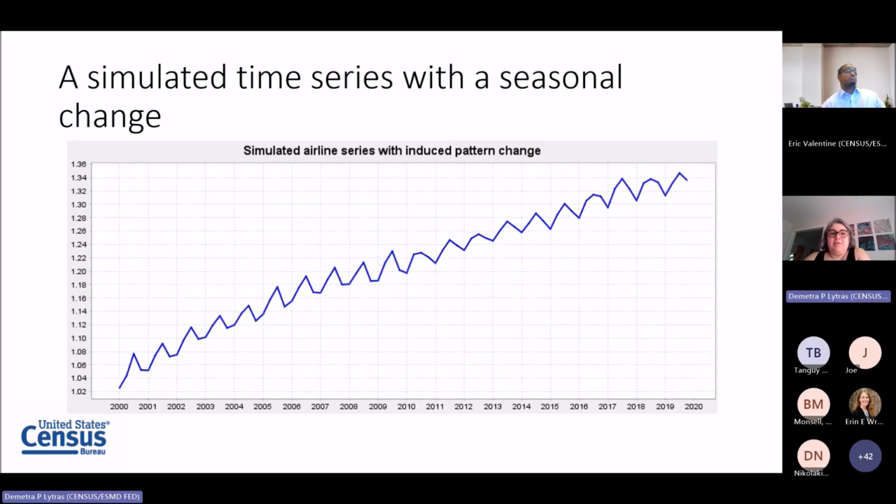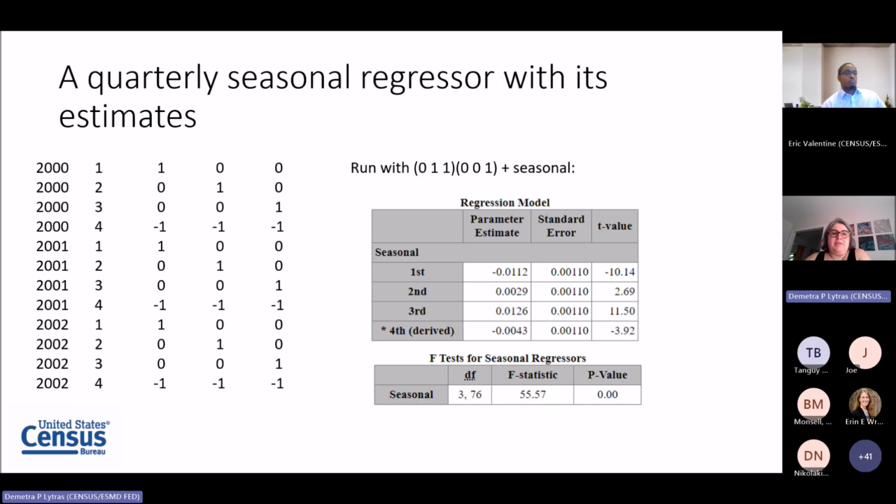This is my example series for this presentation. It's just a simulated quarterly series from an airline data. And you can see here in the middle of the series, what I call 2010, there's an induced pattern change. So really quickly, here's what the seasonal regressor looks like. And then if you run this simulated model with a time series, notice no seasonal differencing, plus the seasonal regressors, we get an estimate for each of the 3 quarters. We get a derived estimate for the 4th quarter, and then we have a test for the significance of the group, and the p-value is 0.00, indicating that the group is significant.